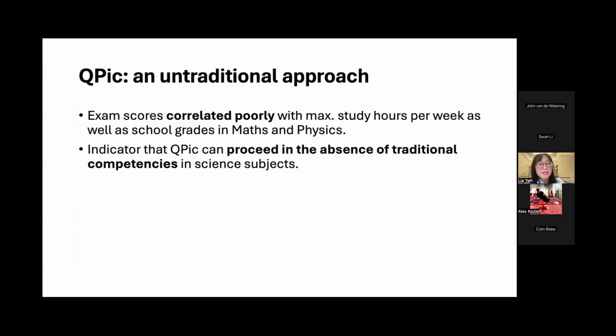One thing that's interesting is that there was not really a correlation between the students' exam scores and the amount of time spent studying in the week, as well as their self-reported school grades in maths and physics. This means that quantum concepts taught via this quantum pictorialism approach do not need to be taught very sequentially, as is traditionally regarded in physics education, with a very sequential layering of concepts: you first learn this, then you learn this, then you learn this.